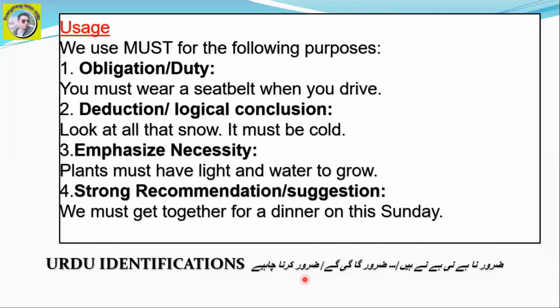And the last meaning of Urdu identification of must is zarur karna chahiye. Now this is something you're using in place of should. This is the fourth usage which I told you, that if you want to give a strong advice, recommendation, or suggestion to someone, you can say, we must get together for a dinner on this Sunday. This means हमें संडे को लाजमी गेट टुगेदर डिनर पर मिलना चाहिए, या गेट टुगेदर डिनर करना चाहिए. This means it is the strong recommendation or suggestion or advice.